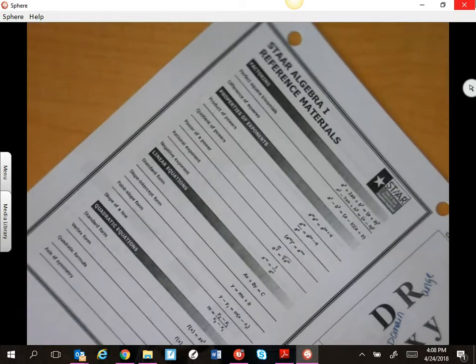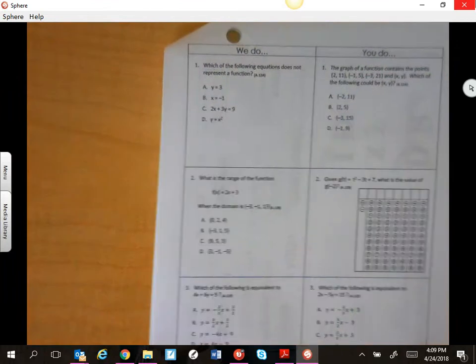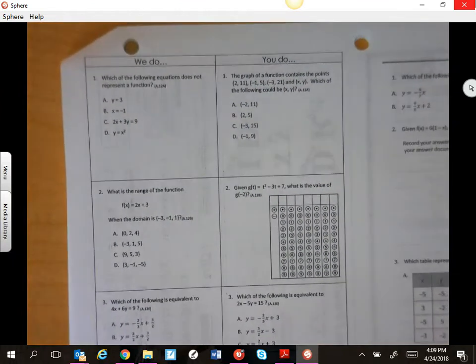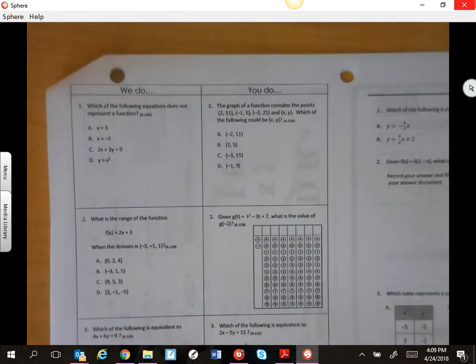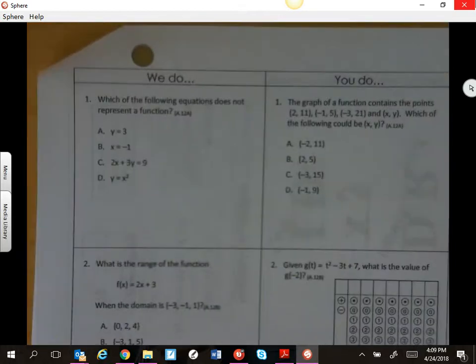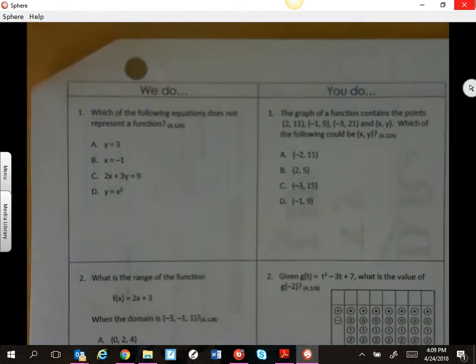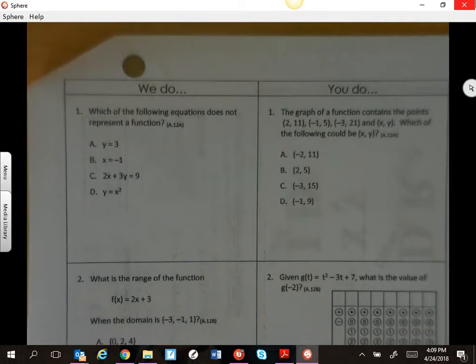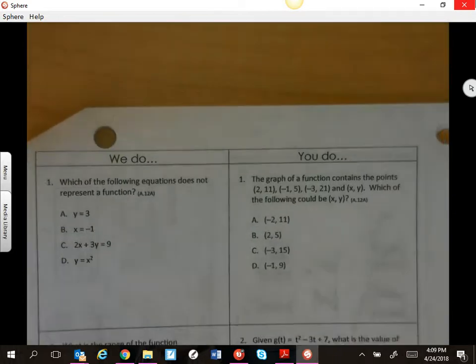What I want to do with you is a couple of practice problems. Here we have we do and you do. I'm going to do the we do's with you, and then I'm going to pause the video and let you go through and do the you do's. Really dark. Sorry about that.